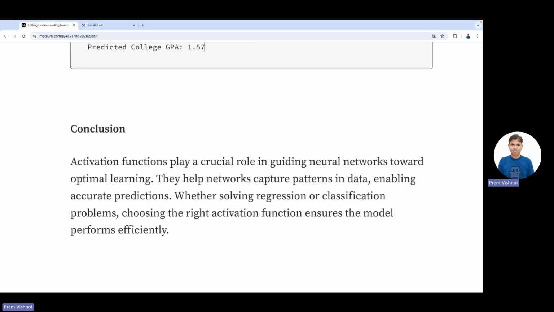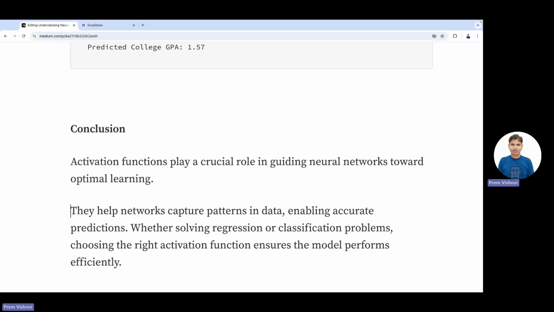Activation functions play a crucial role in guiding neural networks in machine learning. They help neural networks enable accurate prediction.